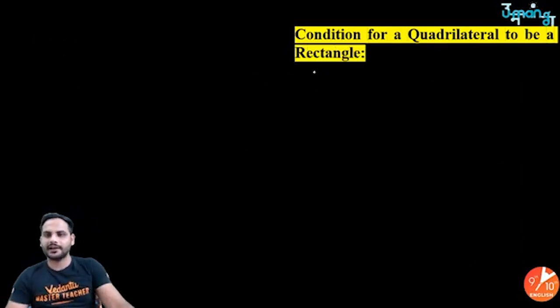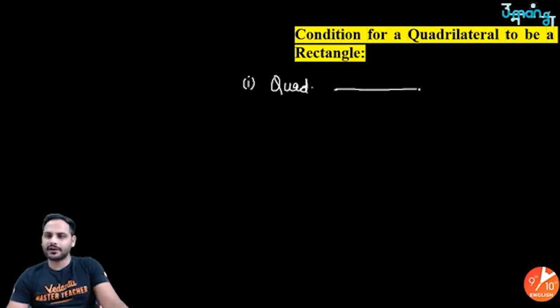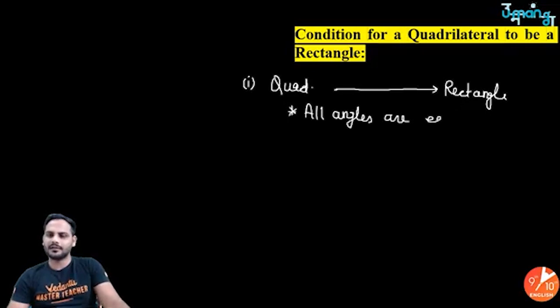Similarly for a rectangle, same method. First, if you go directly from a quadrilateral to a rectangle, one method is to prove all angles are equal, that is 90 degrees.